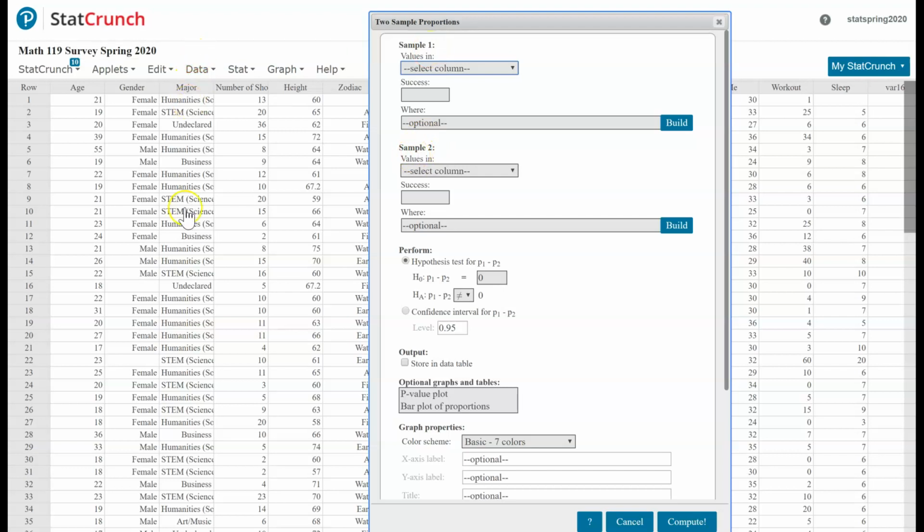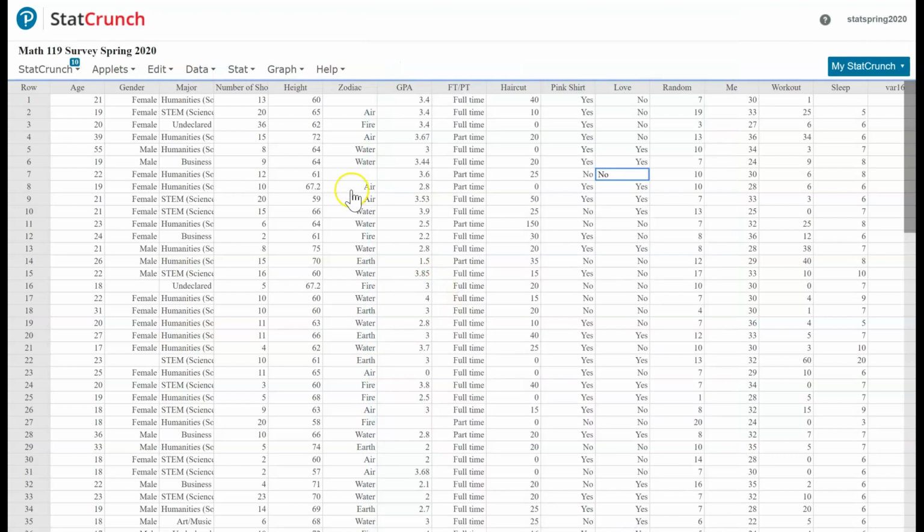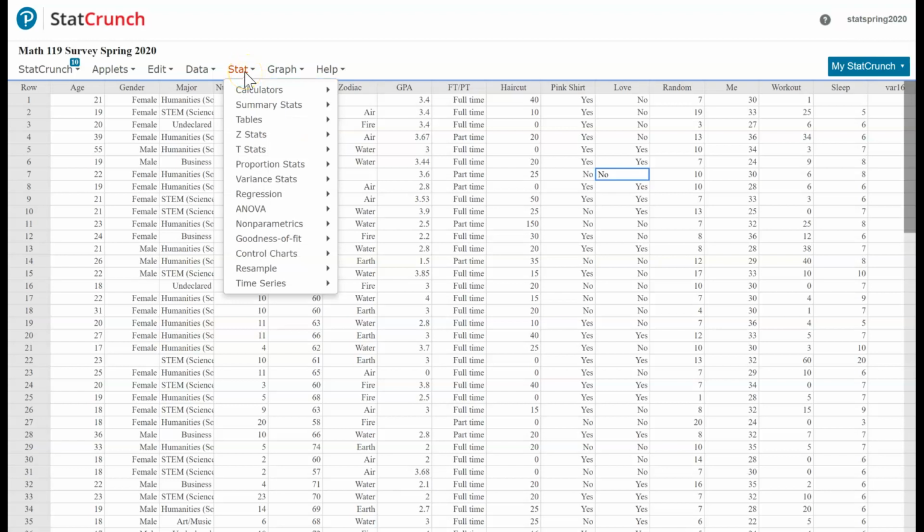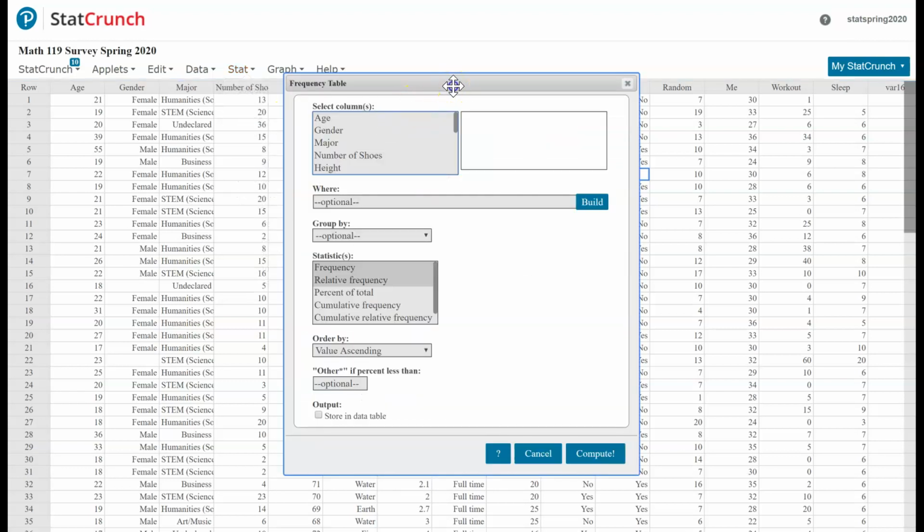We don't have 1 column for males, 1 column for females, and within those columns, whether they believe in love at first sight or not. We don't have it that way. So instead, we're going to have to summarize it. Now, the way that we're going to do it is the following way. So before you do that, you're going to click on stat, you're going to click on tables, and you're going to go to frequency so that we can get the summarized data.